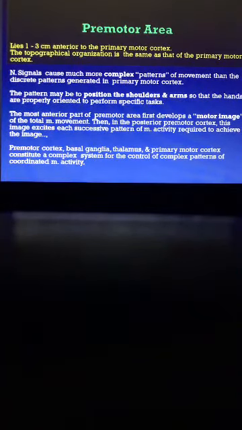The other area is premotor area, about 1 to 3 centimeters anterior to the primary motor cortex, and the topographical organization is the same as that of the primary motor cortex. Nerve signals cause much more complex patterns of movement than the discrete patterns generated in the primary motor cortex.